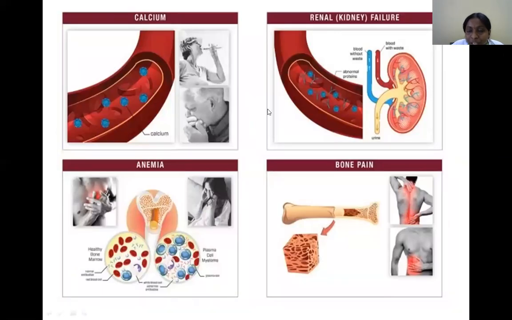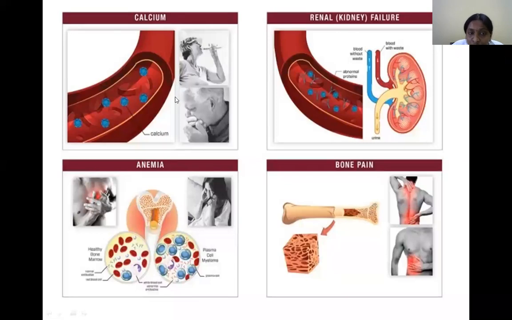Multiple myeloma is mainly characterized by hypercalcemia. In mnemonic form it is CRAB: calcium, renal failure, anemia, bone pain. Hence, it is known as CRAB. In hypercalcemia, there are increased levels of calcium in the blood. Multiple myeloma breaks down bone and releases calcium into the bloodstream.